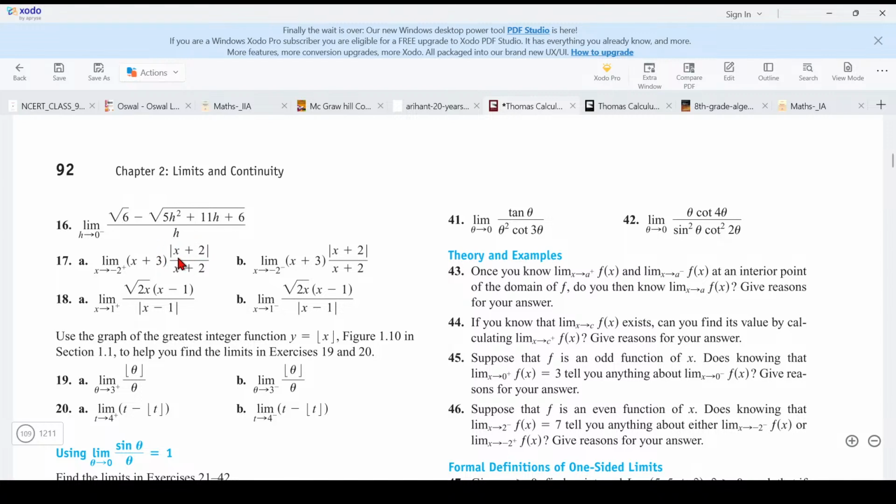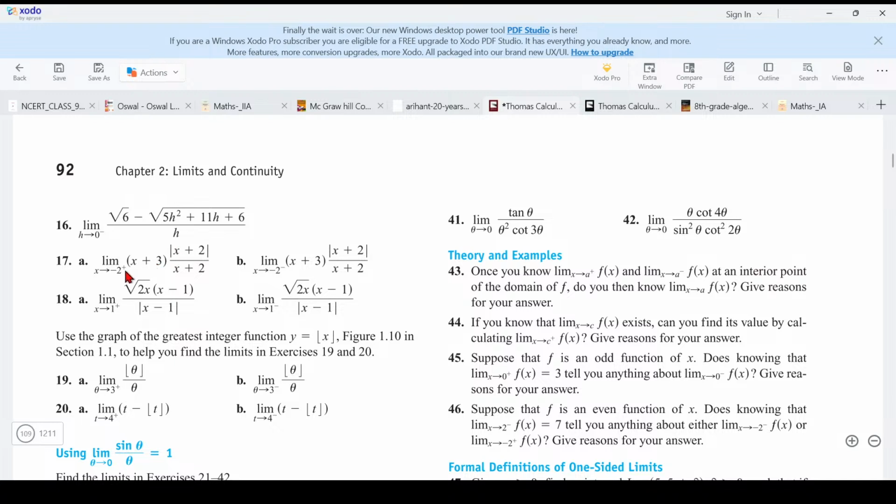Is it positive or is it negative? That is my question. x plus 2. When x tends to minus 2 plus, is x plus 2 positive or negative? Positive because you're taking the mod. No, I'm not talking about mod. Only x plus 2. Negative. Why negative? Why positive?